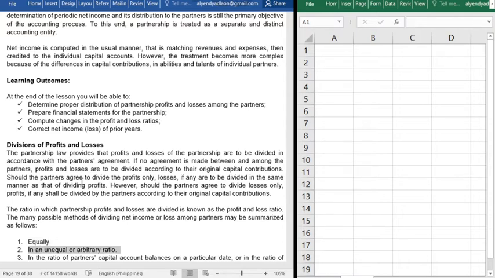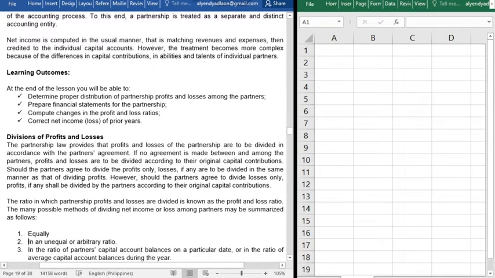Now when we say unequal or arbitrary ratio, it is not equal. So for example, if there are 2 partners and the profit and loss ratio is 70% for one partner and 30% for the other partner. It could also be, if there are 3 partners, let's say 50% for the first partner, 30% for the second partner, and 20% for the third partner. That is what we call arbitrary ratio. So again, it will depend upon their agreement.